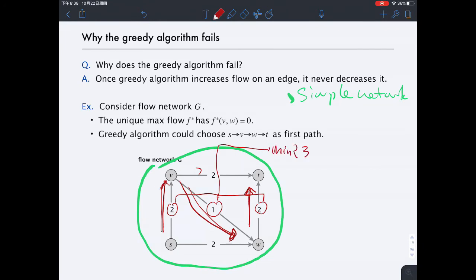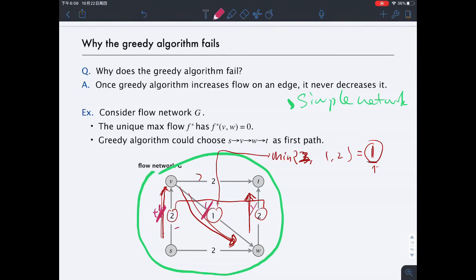When you find this path, the next thing we need to do is determine how much flow we can push. Again, we take a min operator among all three numbers. This is 2, 1, 2, and then we get 1. That means we can push no more than 1 unit of flow. After we determine the 1 unit of flow, what we need to do is push 1 unit of flow along the whole path. It's over here, over here, over here. After that, you see a network that looks like that.